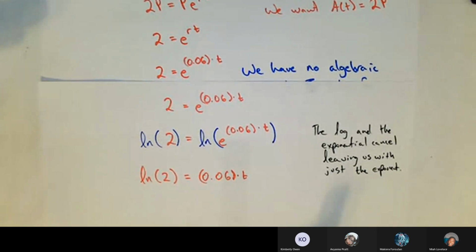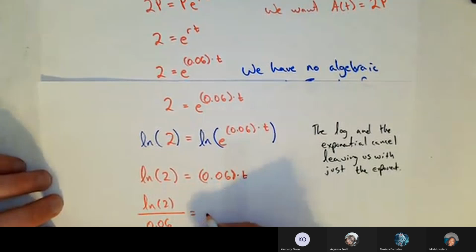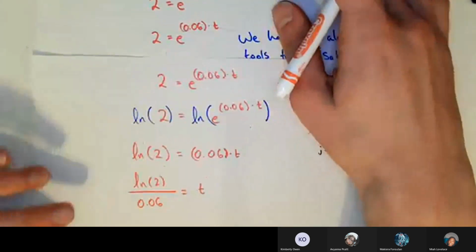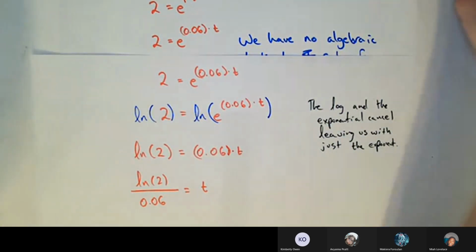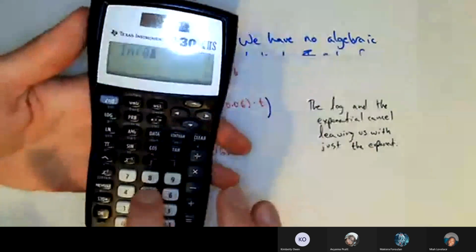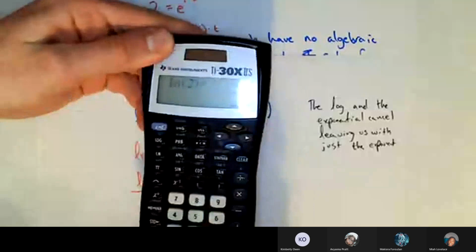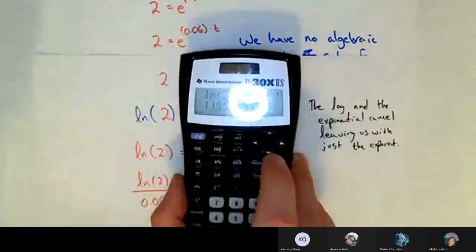See that? And now I can solve for t just using high school techniques, right? Just divide by 0.06. So ln of 2 over 0.06 is equal to t. So this was enough. We now have enough tools to solve a question like this that asks for time from a continuously compounded interest problem. So to solve this, I'd say ln of 2 divided by 0.06. It's going to give me some weird decimal answer, but that's okay.